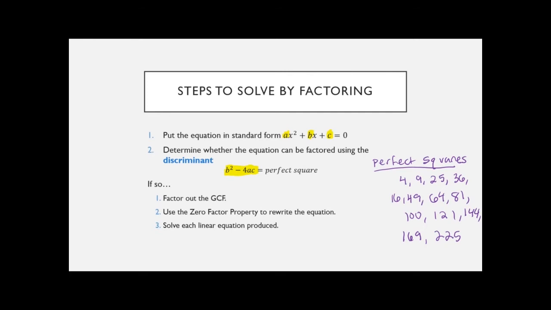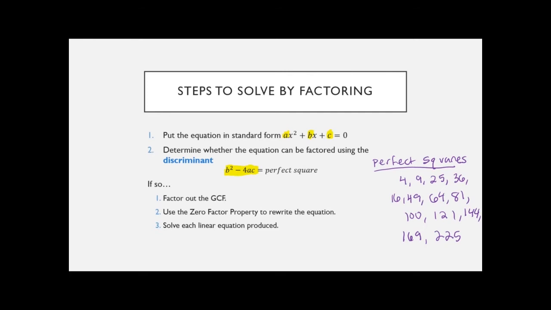So you've gone through this, you put everything on one side, you checked the discriminant, you can factor it. That is where you actually need to go to the process now. So your first step is always try to factor out the greatest common factor, because that will make the rest of your work easier. Once you've done that, and if there's no greatest common factor, you just skip to the next step. But once you've done that, then you use the zero.